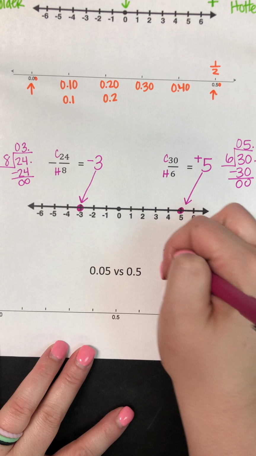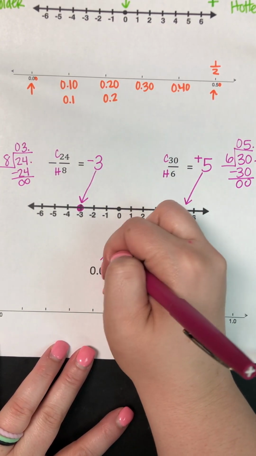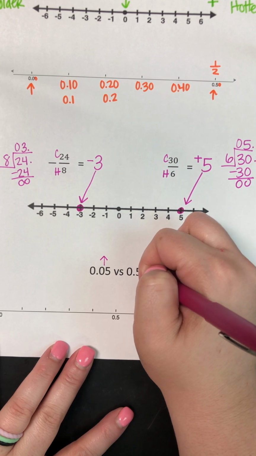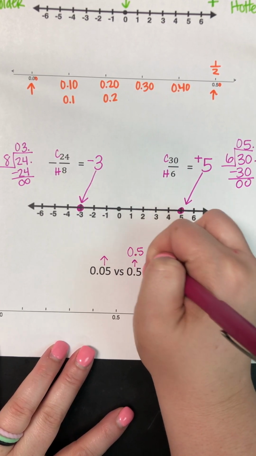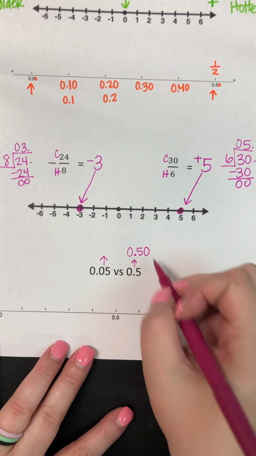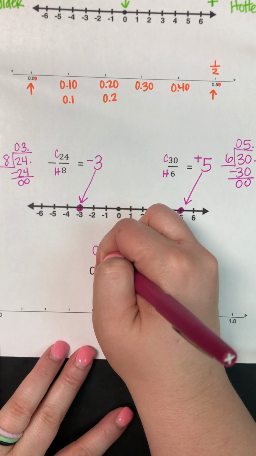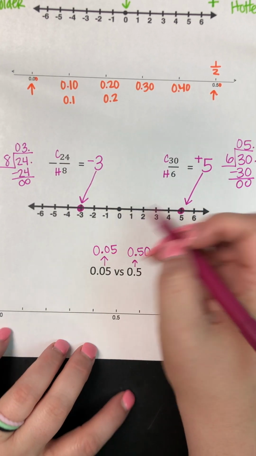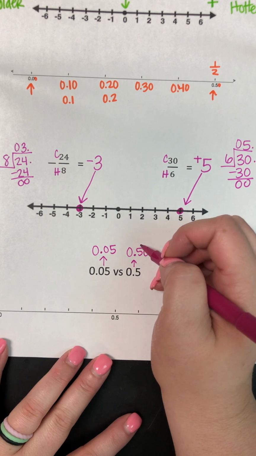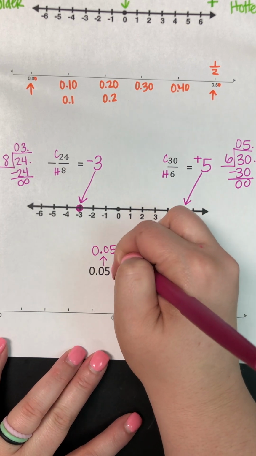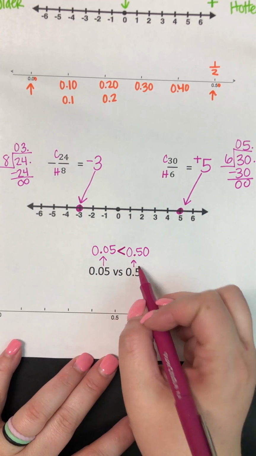But if I line them up like money, so this one's already like money, but this one is not. So if I make this one look like money and add the 0 at the end, this is 50 cents. And this right here is just 5 cents. So which one is greater? Would you rather have 5 cents or 50 cents? I think we all know we would want more money, 50 cents. So make sure you don't get these confused.